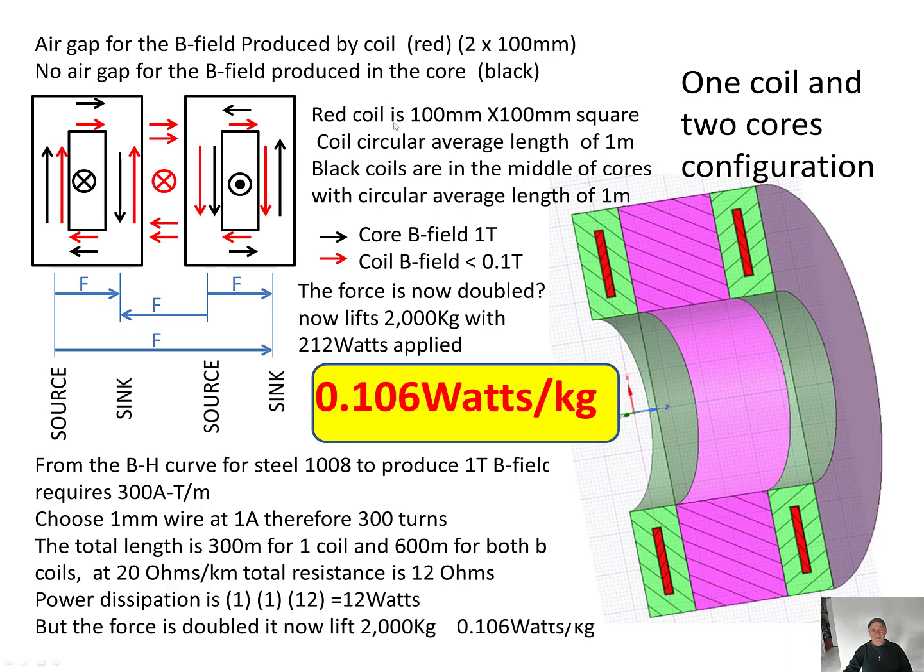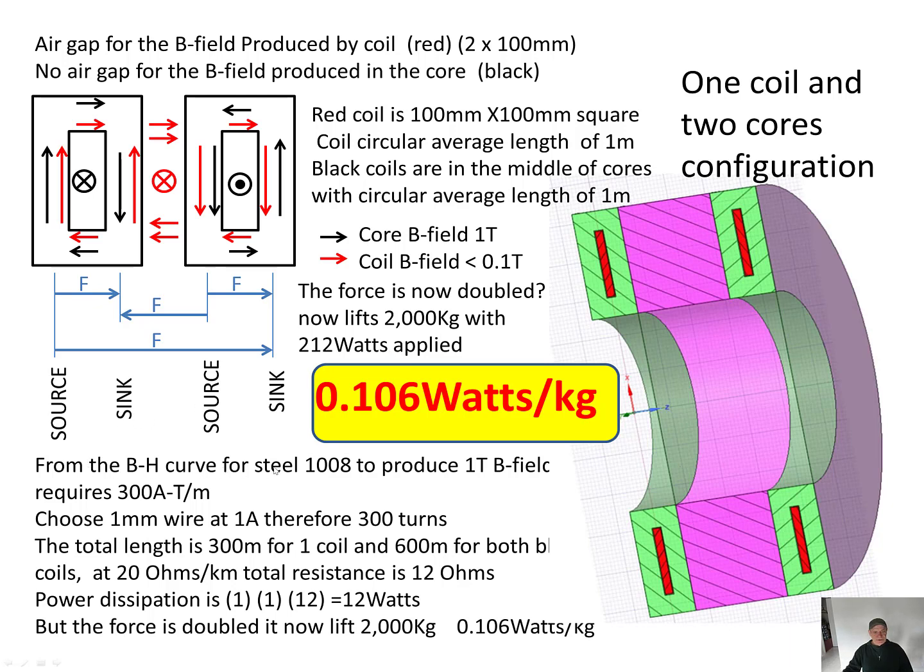The red coil is 100 millimeter by 100 millimeter square. Coil circular average length is 1 meter. Black coils are in the middle of the cores with circular average length of 1 meter. So core B field is 1 Tesla. Coil B field, which is the induction coil, is 0.1 Tesla. The force now is double. Now it lifts 2,000 kilograms with 212 watts applied.